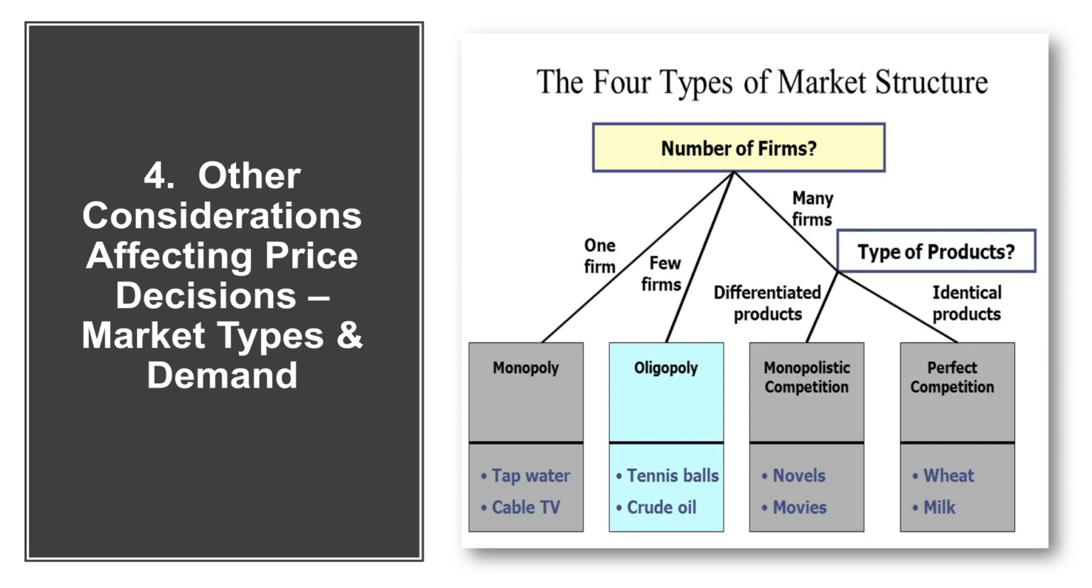If they're identical products like milk, milk is milk. I mean, it usually tastes the same unless you got chocolate milk, of course. But from that standpoint, wheat and milk are identical products. So they're considered perfect competition.